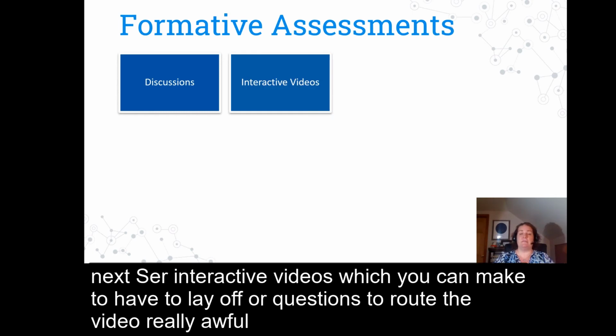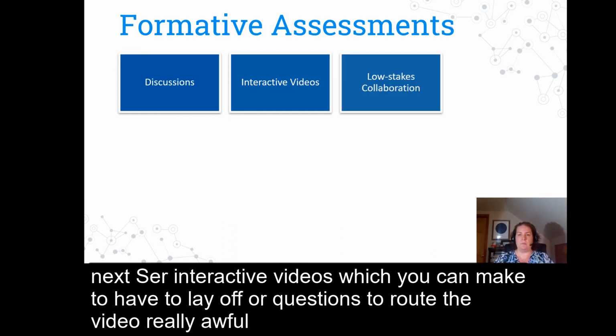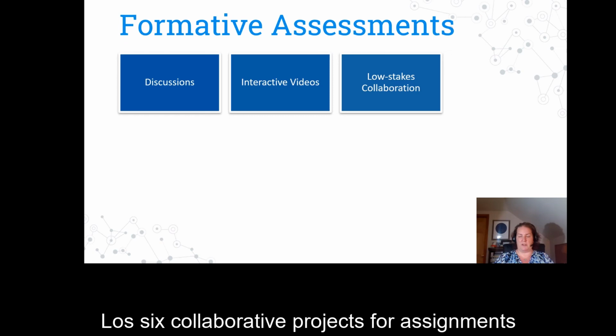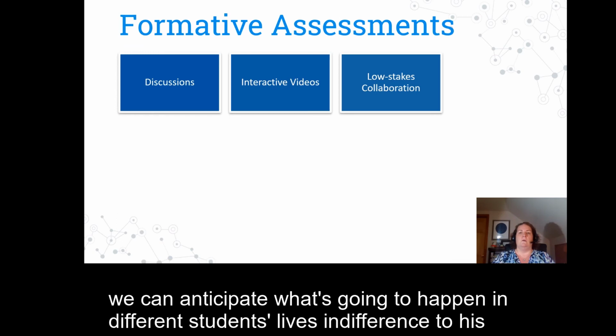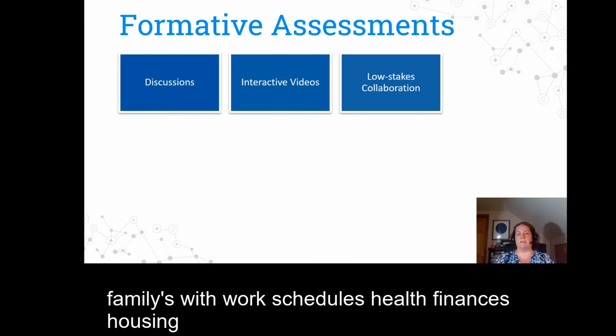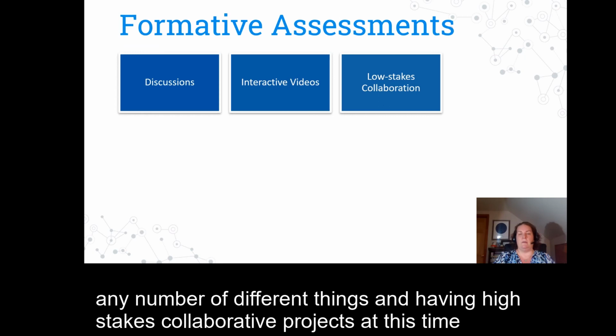Next are interactive videos, which you can make to have Q&A or questions throughout the video, really helpful. Low stakes collaborative projects or assignments. One thing to consider about this time that we're in is to not make high stakes collaborative projects. We can't anticipate what's going to happen in different students' lives, in different students' families with work schedules, health, finances, housing, any number of different things.